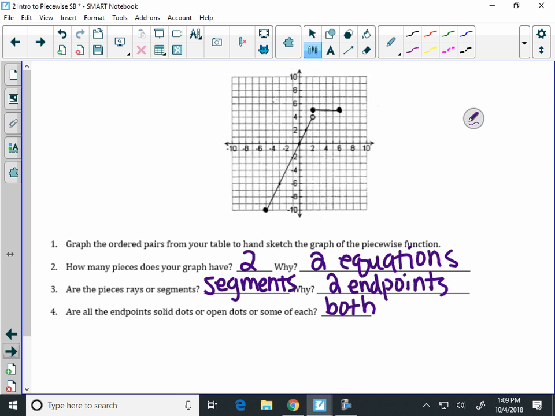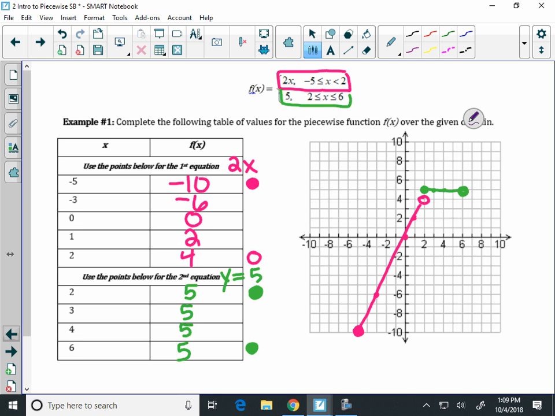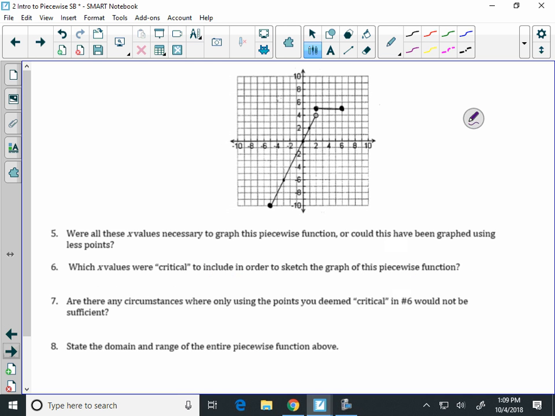Okay. All right, well, what if I ask you this? Were all of the x values that I put in this table for you, were they all absolutely necessary to plot? No, they weren't. Could I have gotten away with fewer points on that table? Yes, I could have. All right, so what does it say? Were all these points necessary? No, you could have used fewer points. Which points, if I were going to use fewer than the 9 that I plotted, which ones do you think were the critical x values? Which ones do I have to put?